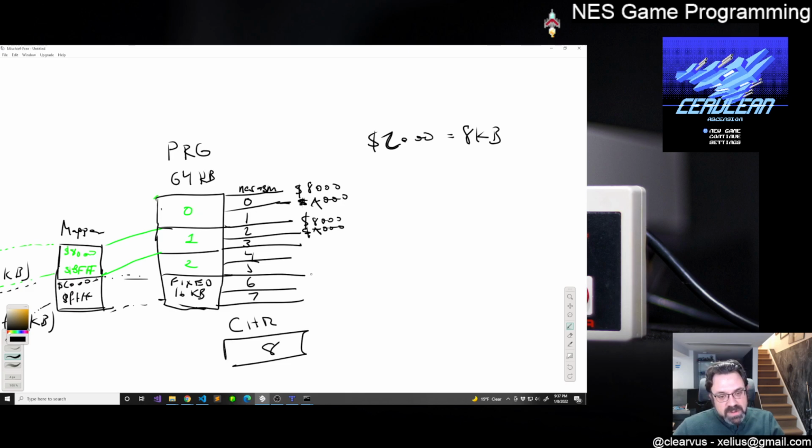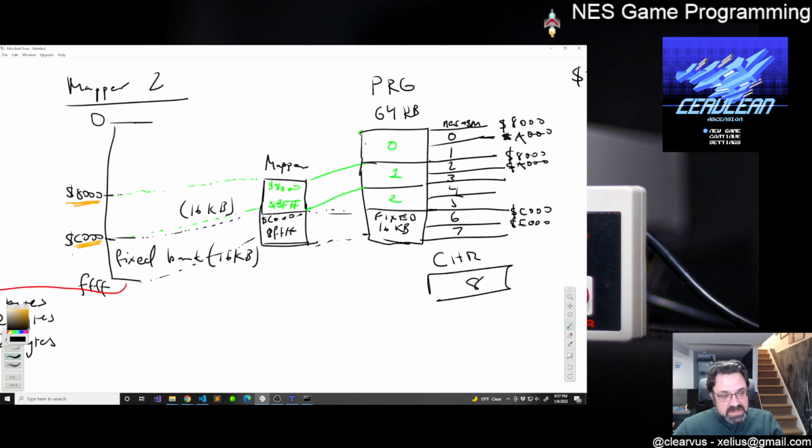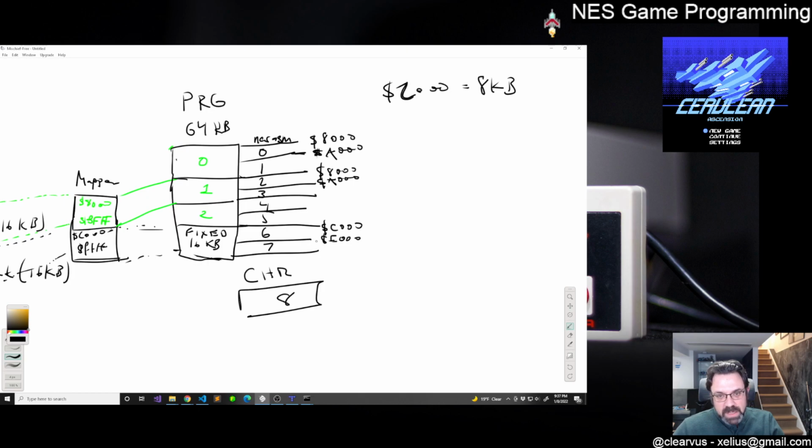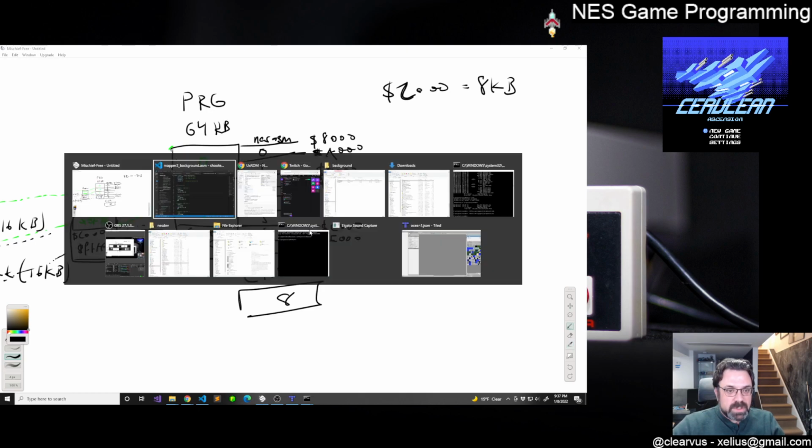Now, the difference here is that the org directive here has to start at C000 for this half of the bank, and then for the second half of the bank, it is E000. And again, that's because the address space that this mapper is looking for this fixed bank is always starting at C000. All right. So what does that look like in code?